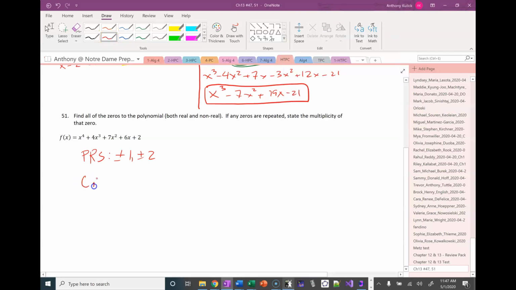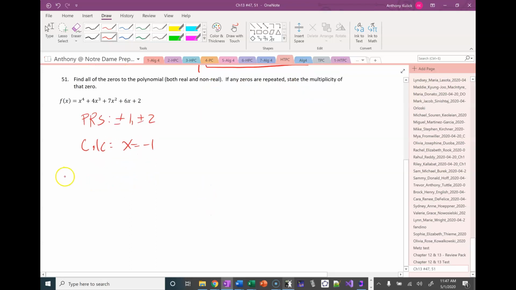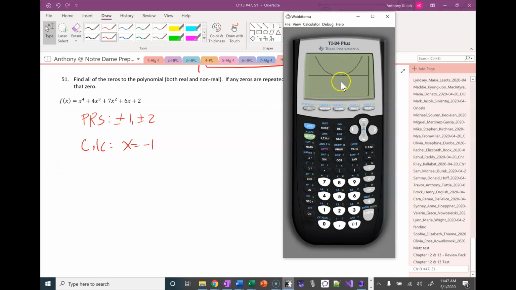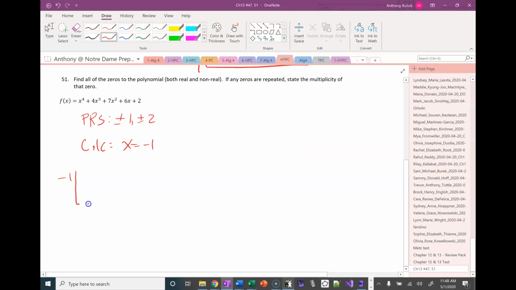And that's all I need from the calc, is to see that. And that was the only x-intercept we saw there, right? There's nothing else that we could see. Again, if I go back and look at that standard window, the only place where we had a crossing was going on right here. So that's the only real solution to this, or real zero, I should say.